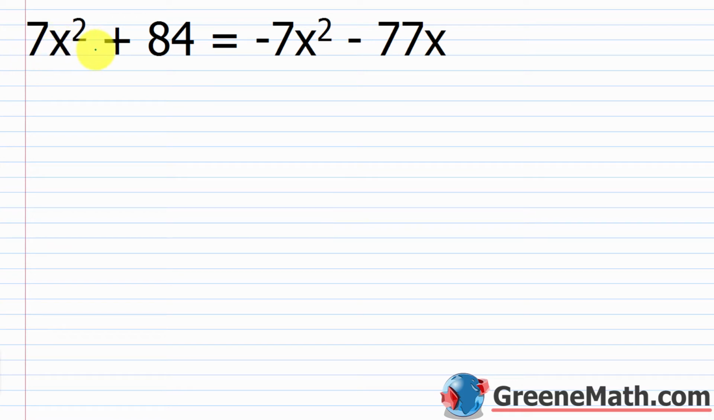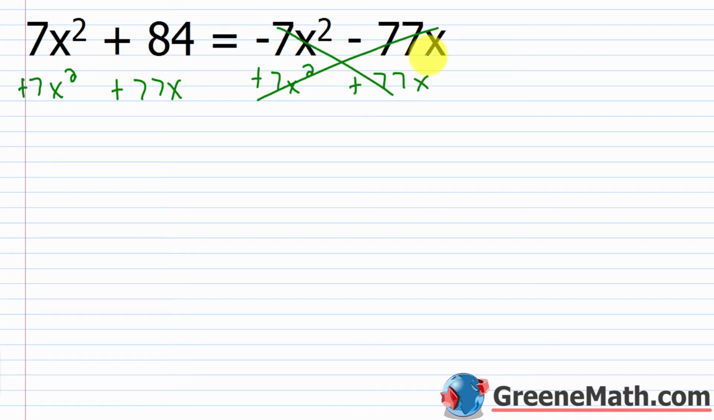All right, let's take a look at one that's a little bit more challenging. So we have 7x squared plus 84 is equal to negative 7x squared minus 77x. So again, I want to put this in standard form. So I'm going to take everything and just move it to the left. The right should be 0. So I'm going to add 7x squared to both sides of the equation. And I'm going to add 77x to both sides of the equation.